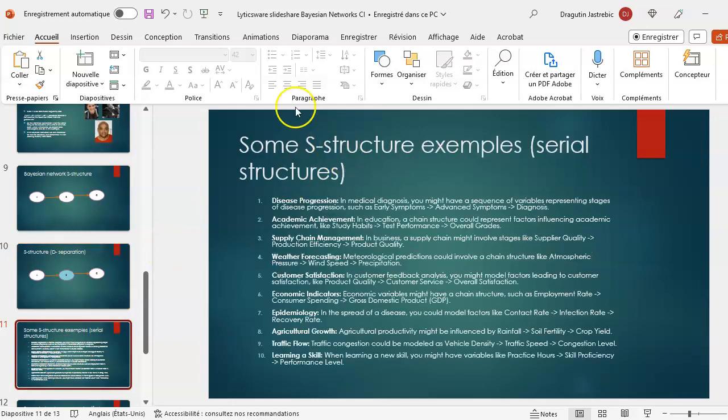And now let's see some examples of serial structures. Disease progression. In medical diagnosis, you might have a sequence of variables representing stages of disease progression, such as early symptoms, advanced symptoms, and diagnosis. Academic achievement. In education, a chain structure could represent factors influencing academic achievement, like study habits, test performance, overall grades.